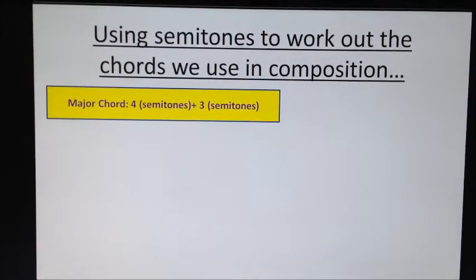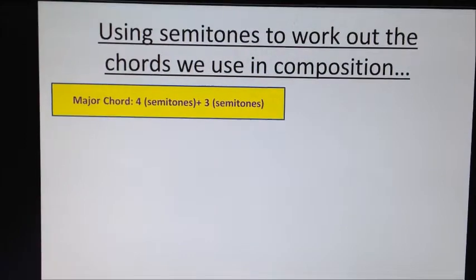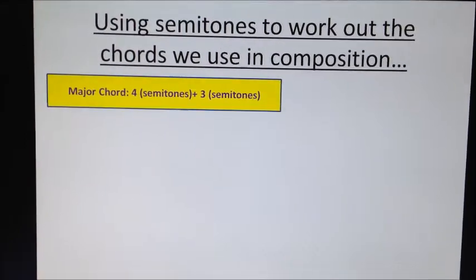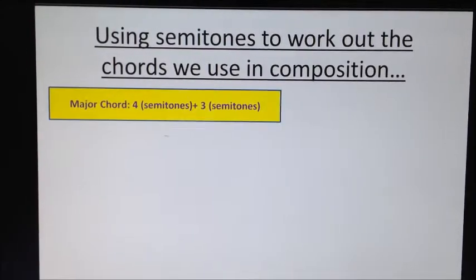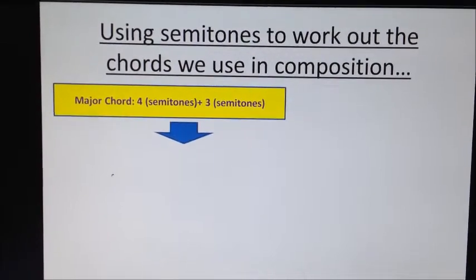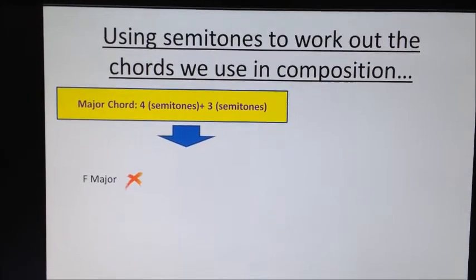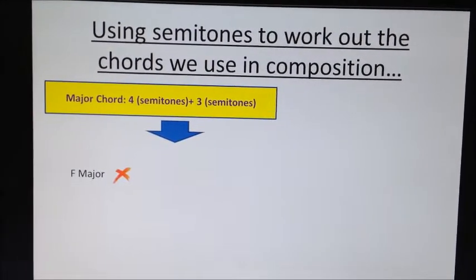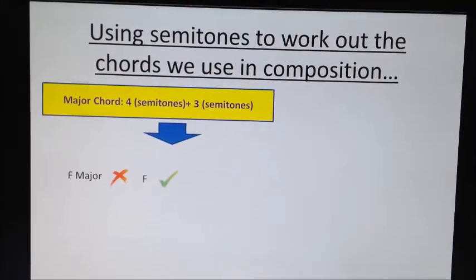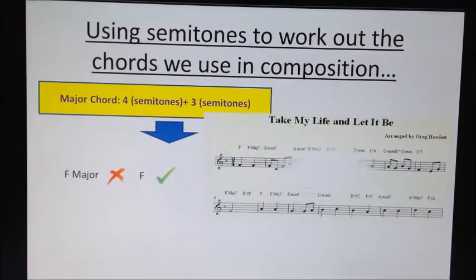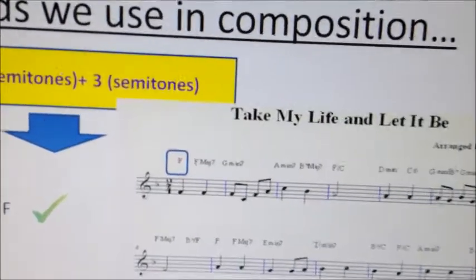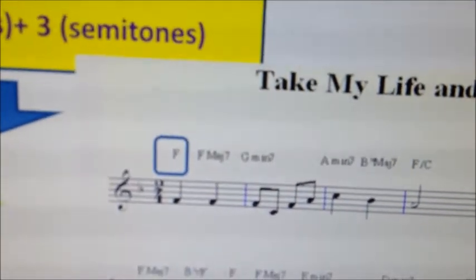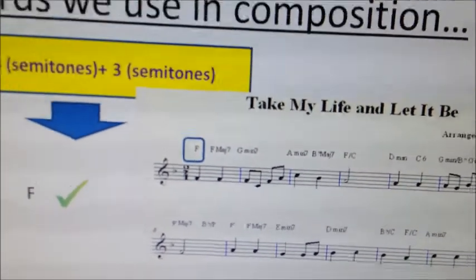Okay, we'll start off by looking at the easy one, major chord, which is 4 semitones plus 3 semitones. Hopefully you know this already, so I'm not going to spend long on this section. Just be aware that it isn't written like that on a lead sheet. You don't write F major, you actually write it as just a single F. Let's take a look at it. It looks like that, so that tells us that beat 1 is an F major chord.